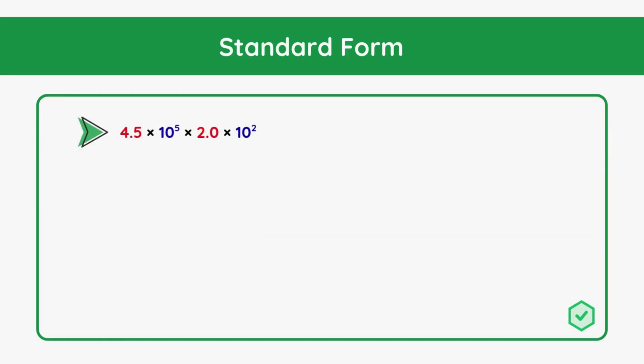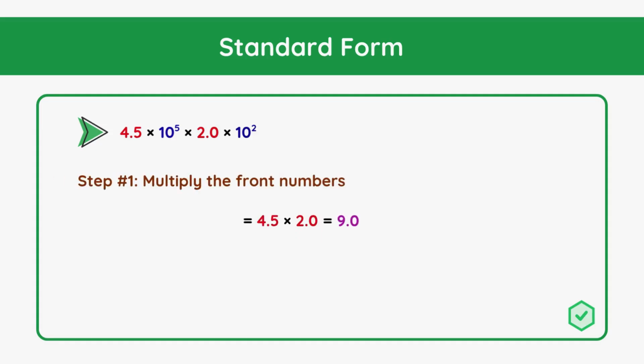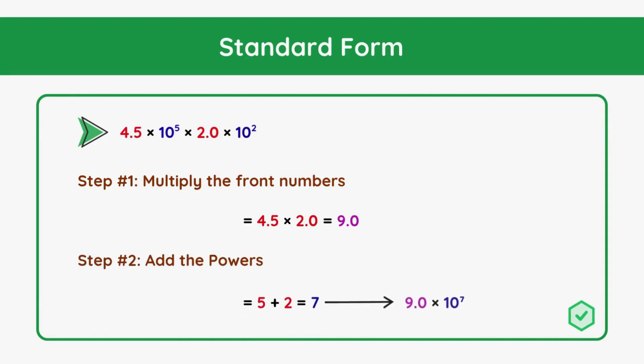Multiply 4.5 times 10 to the power of 5 by 2.0 times 10 to the power of 2. First, multiply the front numbers. 4.5 times 2.0 is 9.0. Then add the powers. 5 plus 2 is 7. So the answer is 9.0 times 10 to the power of 7. Clean and already in standard form because 9 is between 1 and 10.